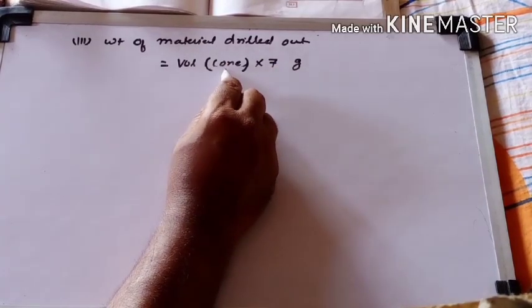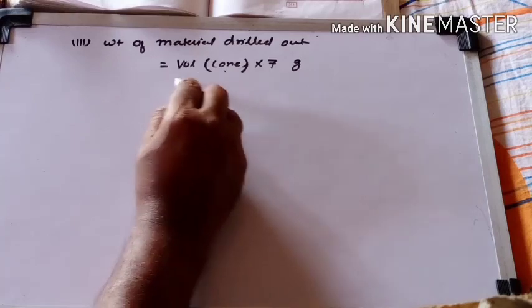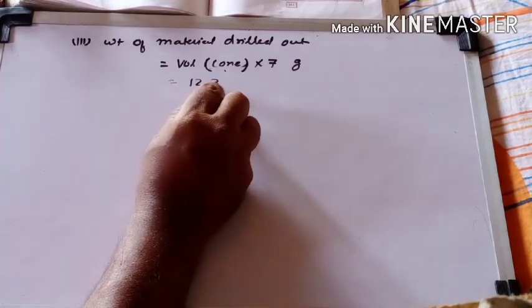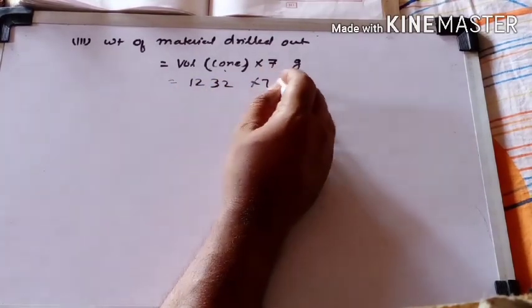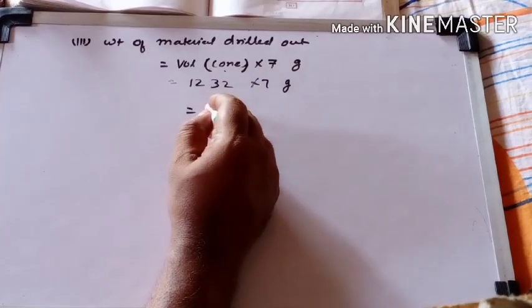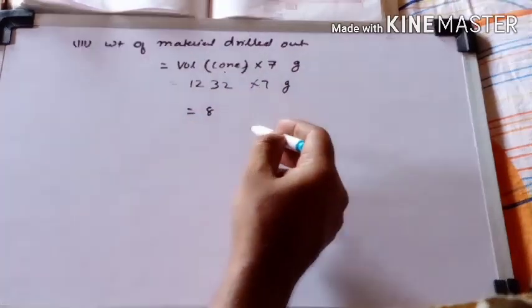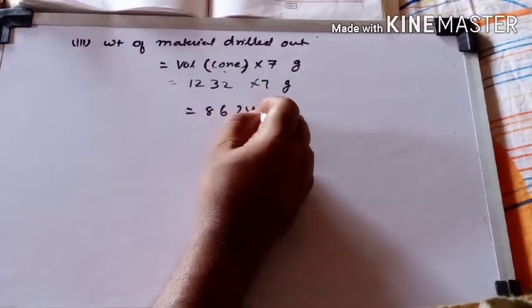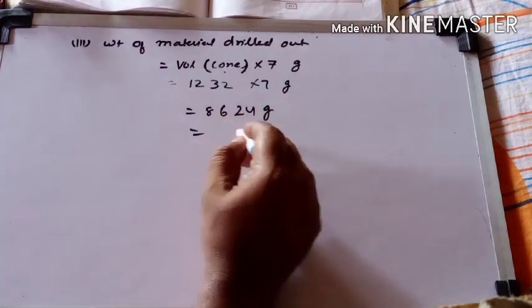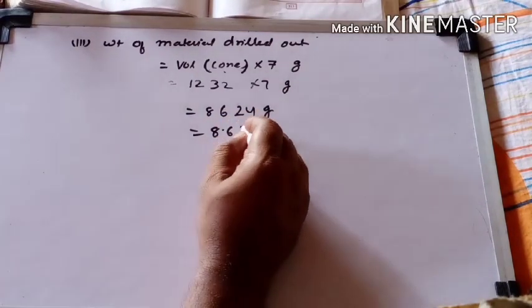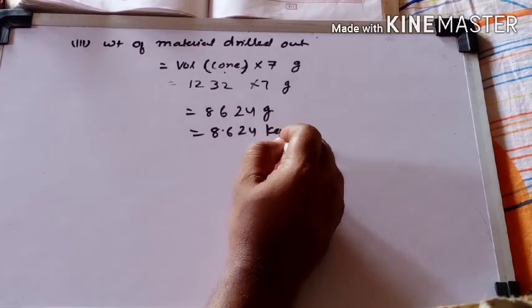Means volume of cone. Since the cone is drilled out, this is coming out as 1232 into 7 gram. That is equal to how much? 8624 gram. When you convert it into kilogram, it will come out as 8.624 kilogram.